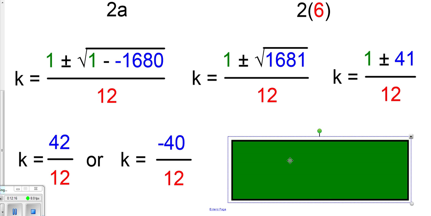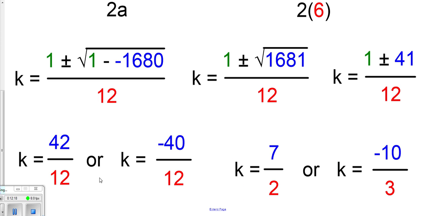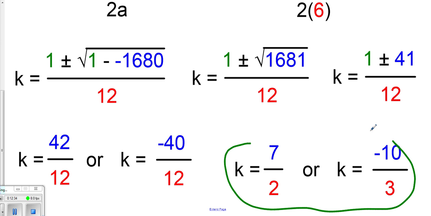So we would simplify that fraction then to say 42 over 12 is 7 over 2, so k can either equal 7 halves, or negative 40 over 12, we take 4 out of those, and we'd have negative 10 over 3. So these would be our two answers to that quadratic equation. So that would be solving using the quadratic formula. Now in the next video, I'm going to show you how to plug this directly into your calculator to solve it out for you.